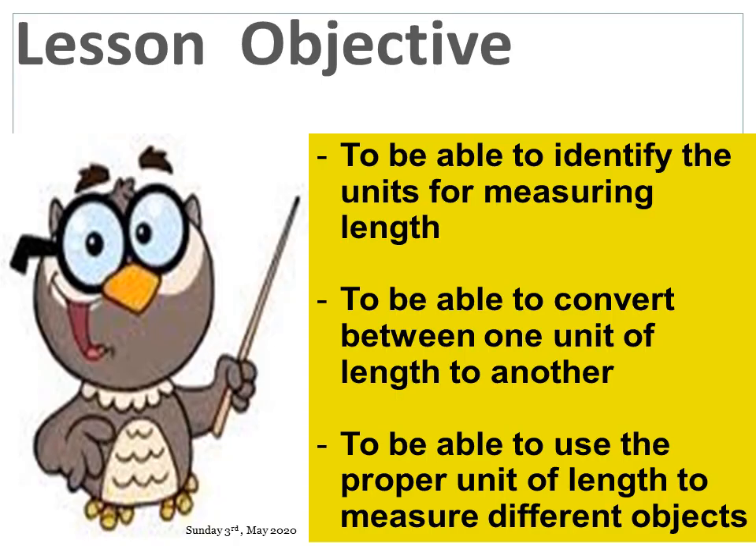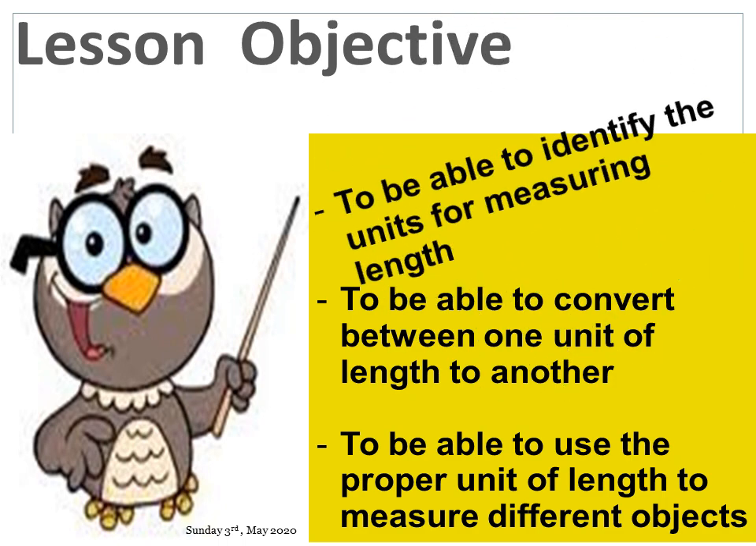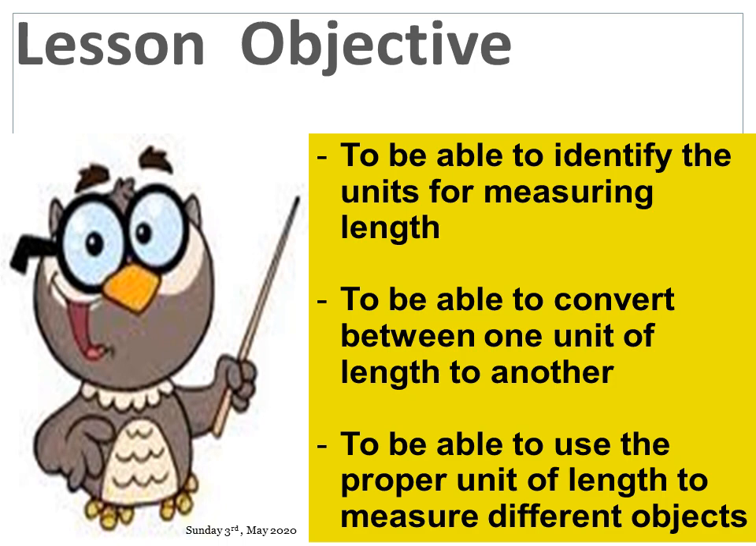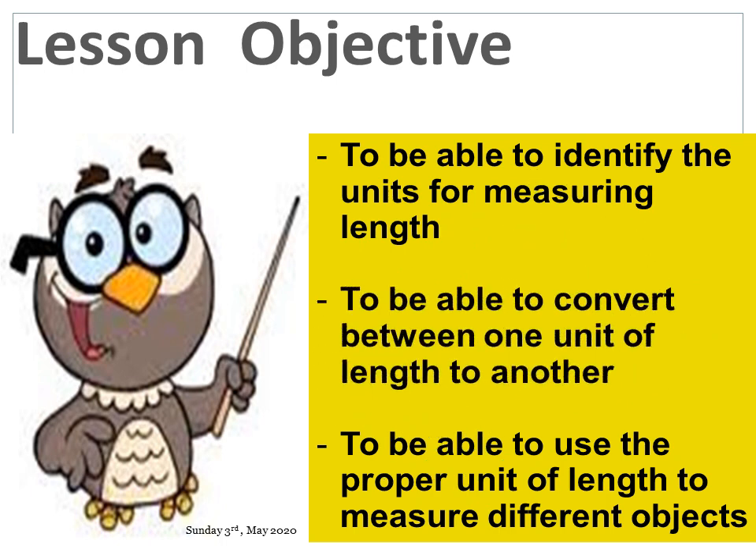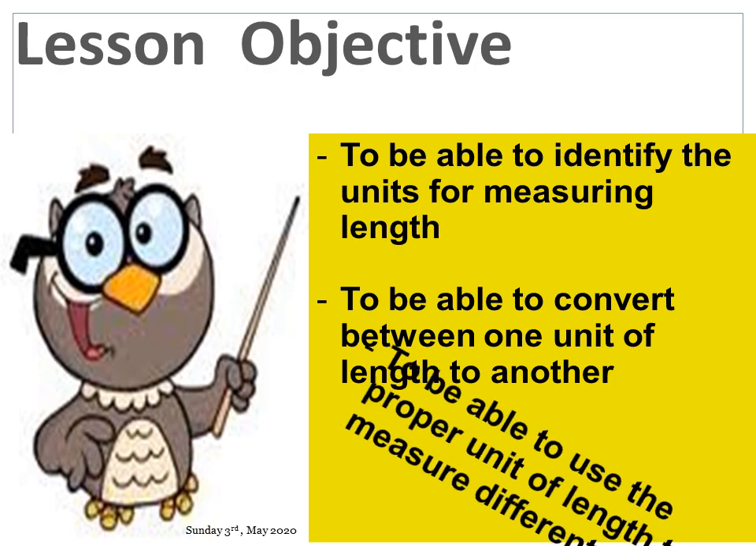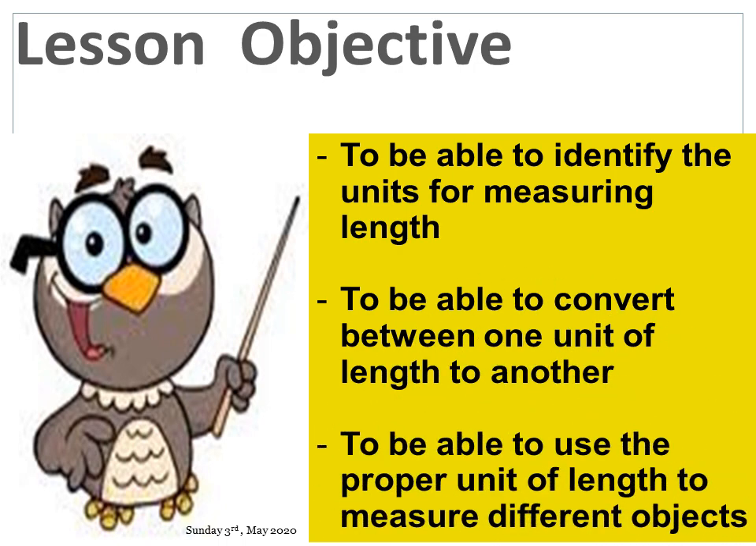So our lesson objective is to be able to identify the units for measuring length. Remember, we have 4 different units to measure length. And then you must also be able to convert one unit of length to another. And finally, you must be able to use the appropriate unit of length to measure different objects. So if you see an object, you should be able to tell what unit will be able to measure that object.